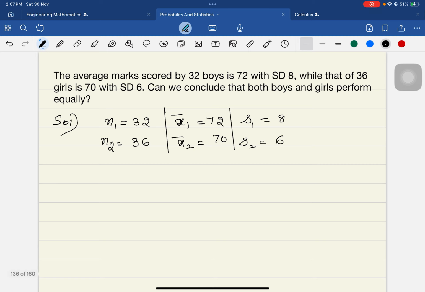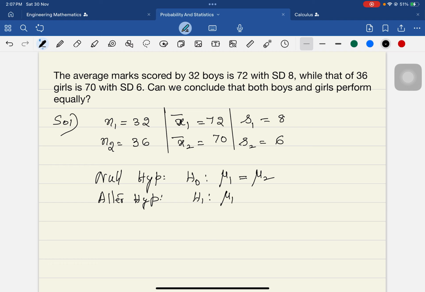Okay, so what is the null hypothesis now? The null hypothesis is H naught. Always remember the claim here is whether both the boys and girls perform equally. So whatever sample means you have got, their corresponding population means are equal is the null hypothesis. Then the alternate hypothesis is H1, that both of them are not equal. So it is understood that it is a two-tailed test.